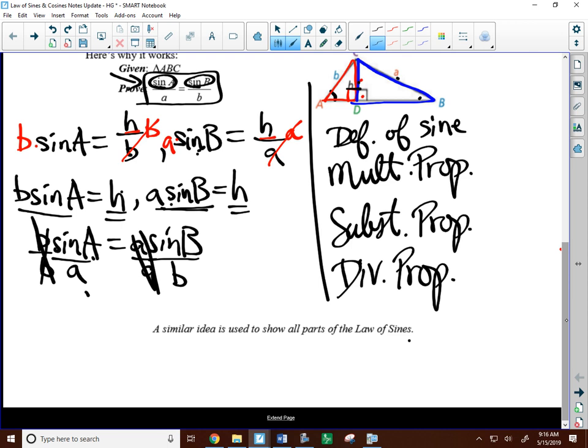Right here at the end, I really did division twice. I could have made it two steps. But I really divided both sides by B. So that B is just there. But this one canceled out. It's gone. Oh, there's two B's there too.